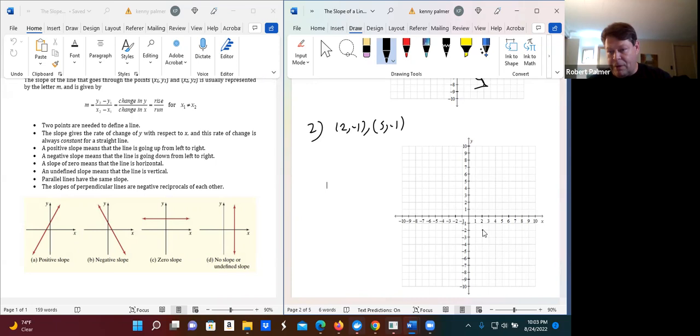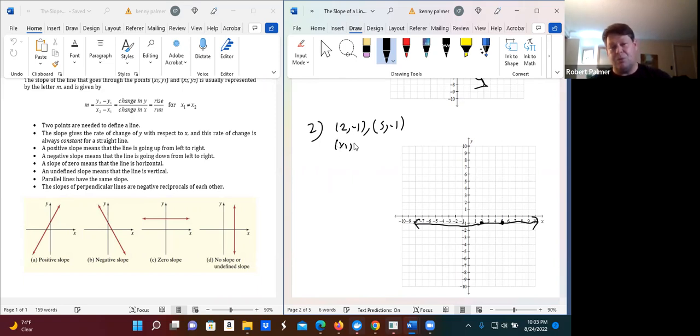So (2, -1) is right here. (5, -1) is, oops, I'm sorry, that's not right. I looked at the wrong point. So (2, -1) is right here, and (5, -1) is right here. Now, if I draw that line, I think you can see that it appears to be a horizontal line. Now, what I said over here is that a slope of 0 means the line is horizontal. Okay, we have a horizontal line, so we should expect a zero slope. Let's make sure that happens.